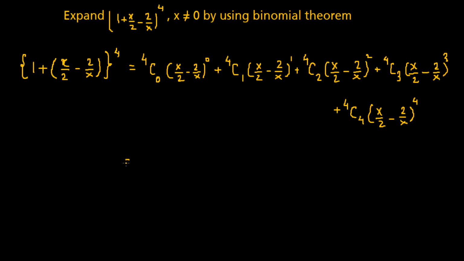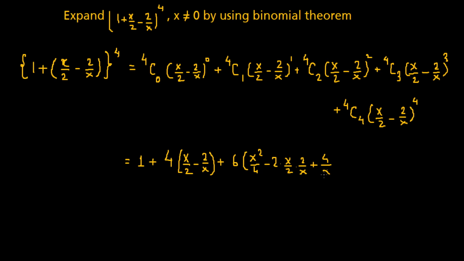So let's take care of the coefficients. 4c0 is 1, x over 2 minus 2 over x raised to the power 0 is 1. The first term is always going to be 1 for this particular case. 4c1 is 4 times x over 2 minus 2 over x, plus 4c2 is 6 times x over 2 minus 2 over x squared. So let's straight away expand it. This one is a simple one, so we'll get x squared over 4 minus 2 times x over 2 times 2 over x plus 2 over x whole squared is 4 over x squared. Same thing we can do.